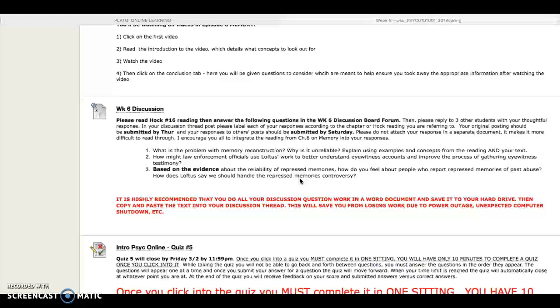So great way to integrate the two sources, and I really want to see everyone doing that. That's what's going to get you a 9 or 10 on the discussions.